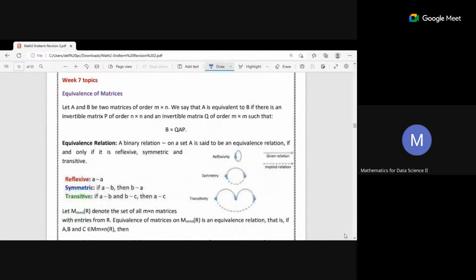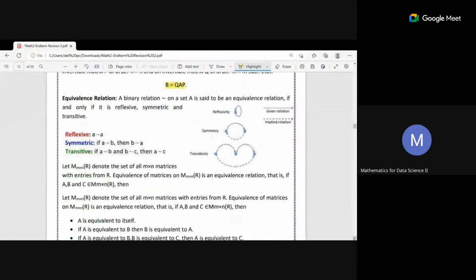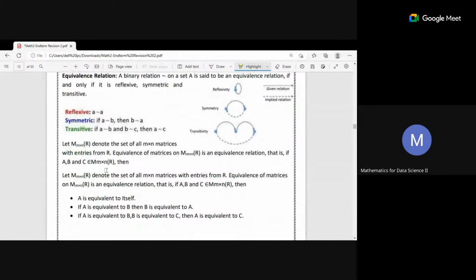So moving to week 7 topics. In week 7, you have first equivalent matrices and similar matrices. For equivalent matrices, the condition is B is equal to QAP for some invertible Q and P. Now you know that this is an equivalence relation, so it is reflexive, symmetric, and transitive.